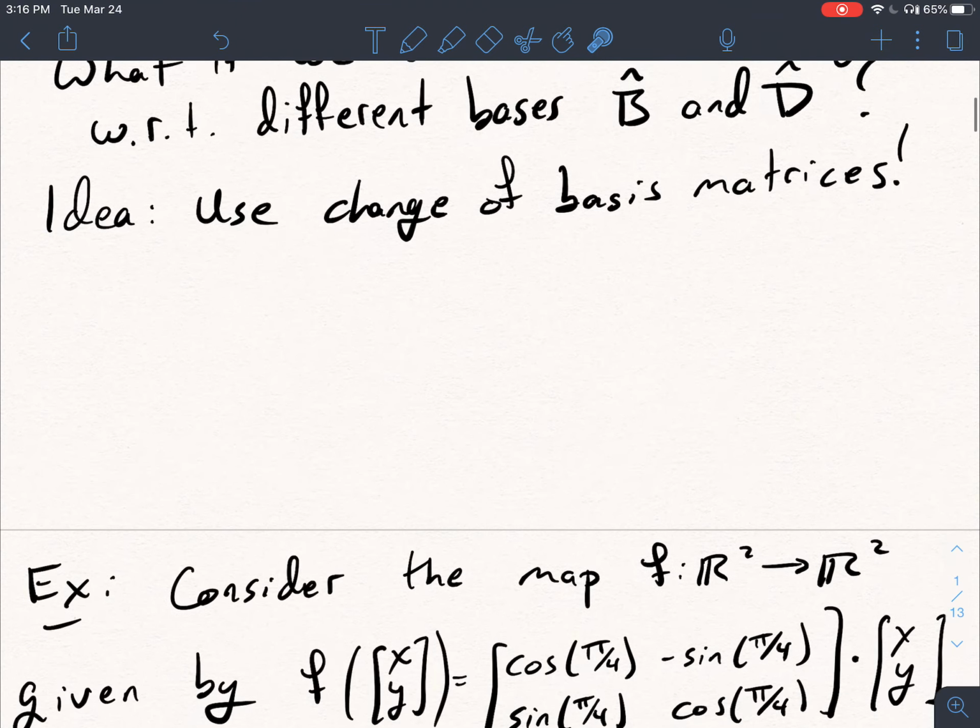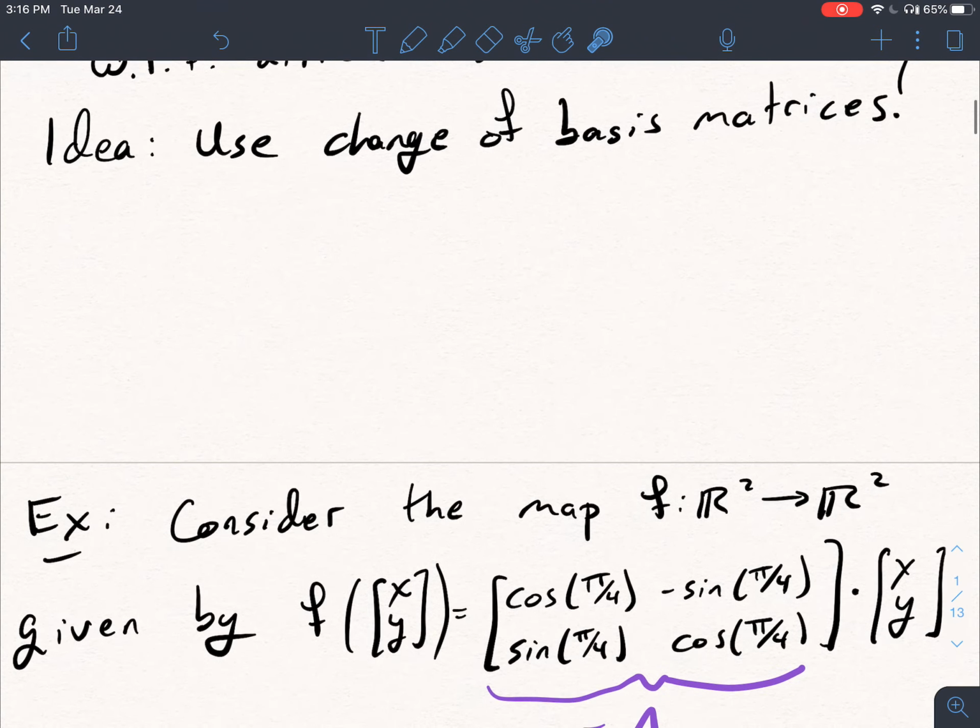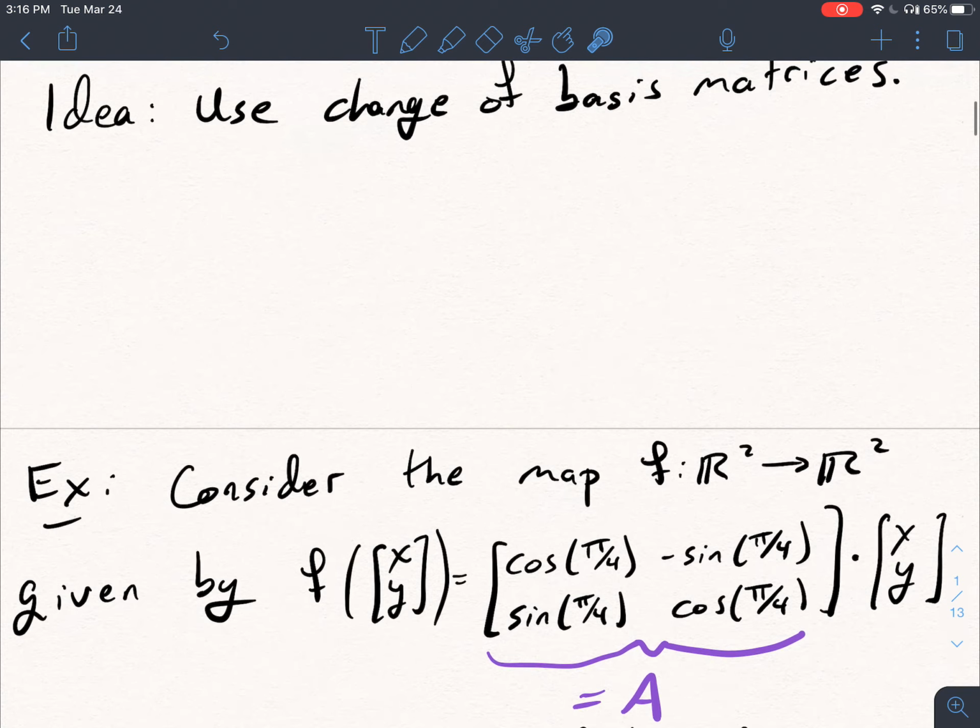So let's do an example. All right, so here's the map I want to look at right now. We're going to call it f, and it's from R2 to R2. Here the domain and codomain are equal. That definitely doesn't always have to be, but it will be for this case. f is given by, takes the vector (x, y) and multiplies it on the left by this matrix A, whose entries are cosine of pi over 4, negative sine of pi over 4, sine of pi over 4, cosine of pi over 4.